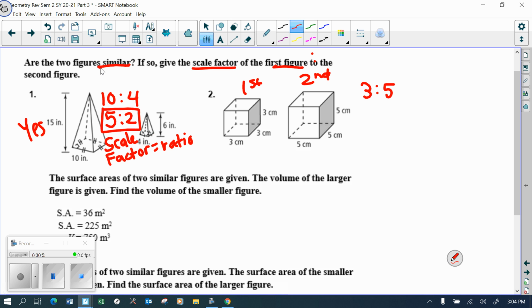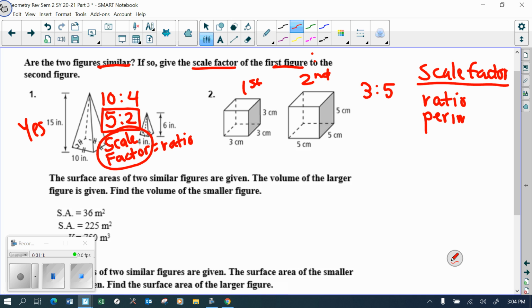Okay. So I was just talking about scale factor. So by the way, if they ask about the scale factor, that could be the ratio. They could give you the perimeter. Perimeter is degree 1. It's all degree 1 stuff. So degree 1, it could be side length, as we just did right there. Or they could talk about the heights.